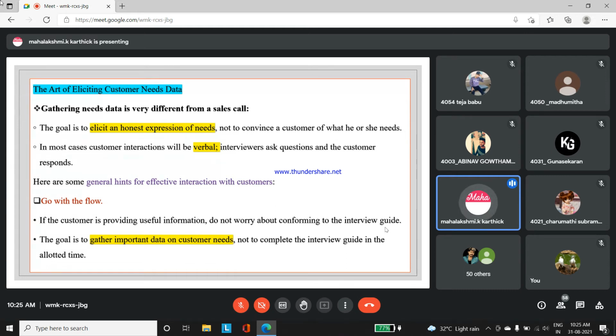So immediately, not all our products can satisfy the customer's needs. So in between, we should not interact. Let them just explain their whole need. Whatever information they are giving to us, first we have to understand. The goal is to gather information data on customer need, not to complete the interview guide in the allotted time. If some customer is taking one or two times in explaining their needs, try to patiently listen to them, and you should not focus on completing or sending the customer away.